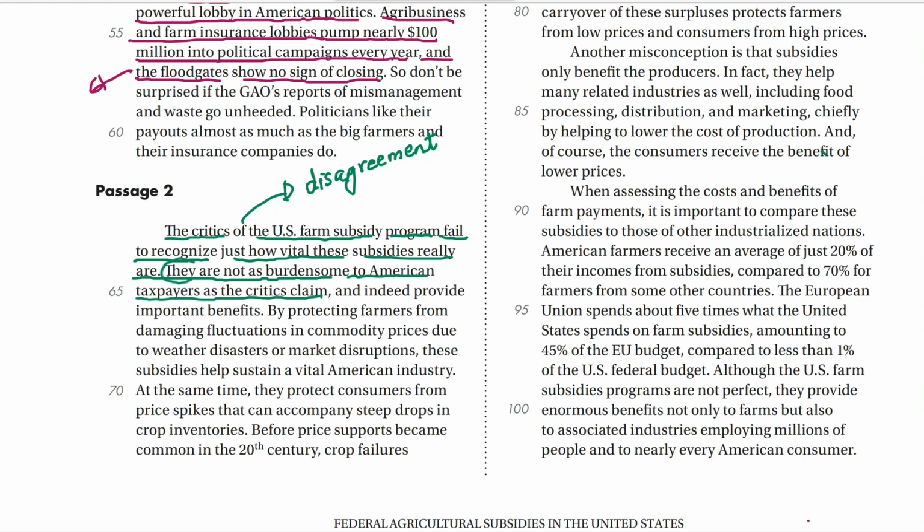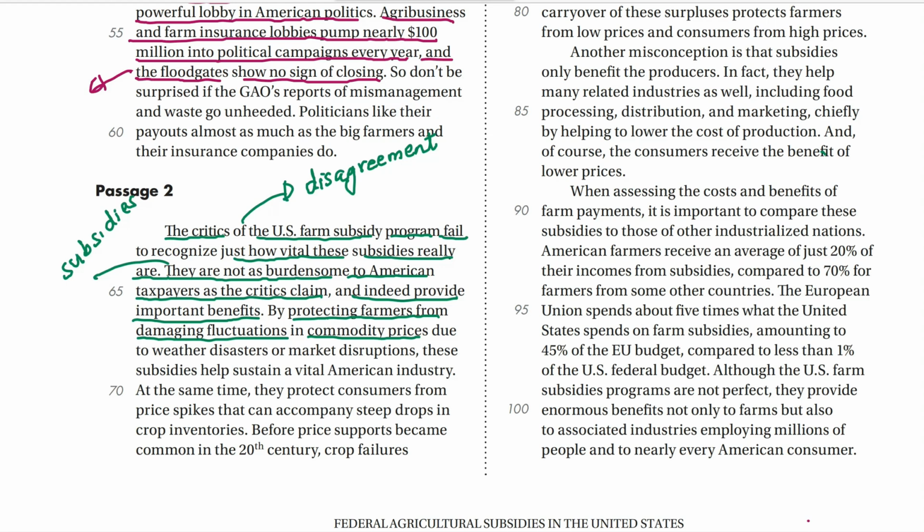And here we are talking about what? About subsidies. You got it? So here we are talking about what? Subsidies. They are not burdensome, they are not a burden on the government or on the American taxpayers as the critics claim. And indeed provide important benefits, by protecting farmers from damaging fluctuations in commodity prices.